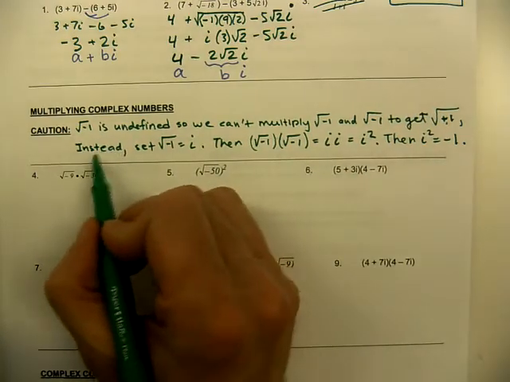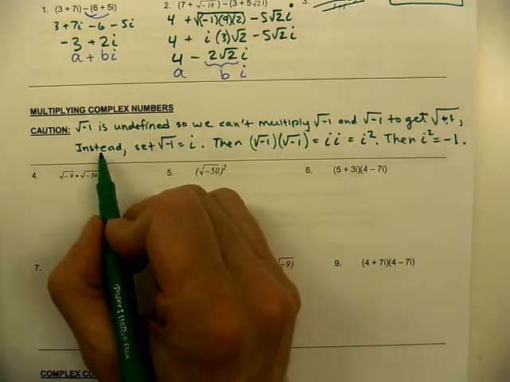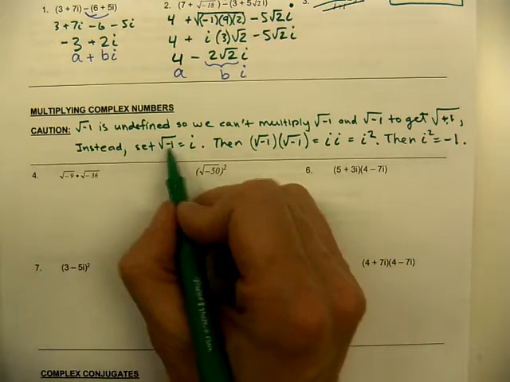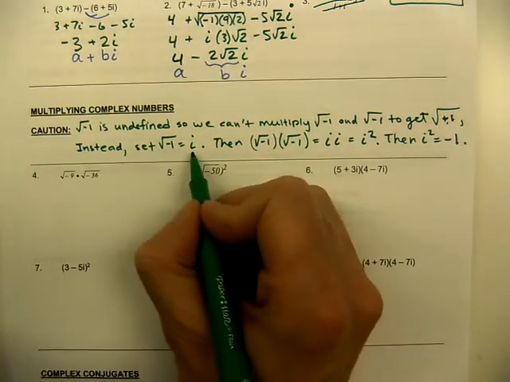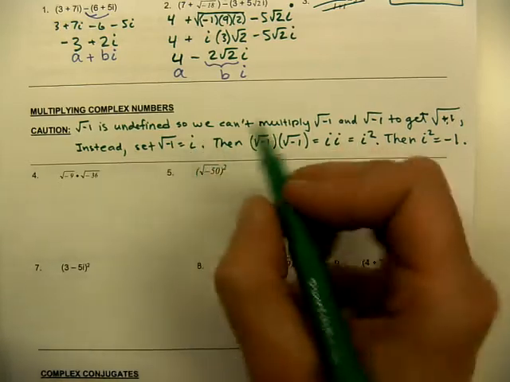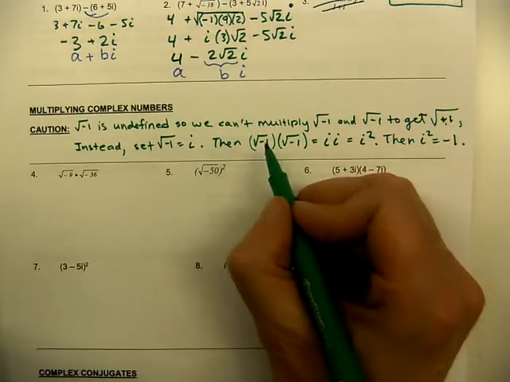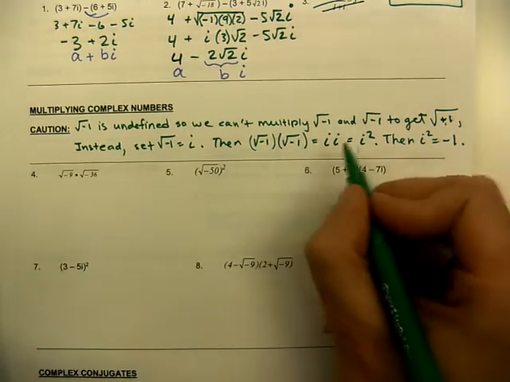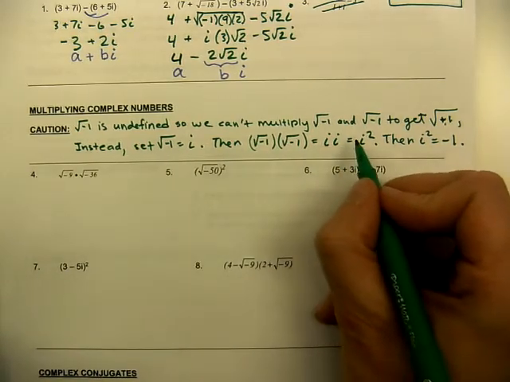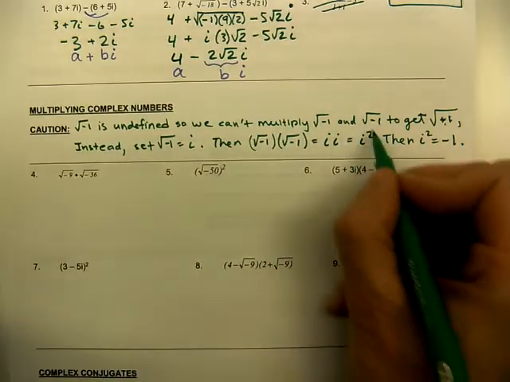So again, we have to do this little substitution. We are instead going to replace that root negative 1 with something else. We're defining it as an i. Then, if we have the situation where we're going to go root negative 1 times root negative 1, do your substitution. So that means it's going to be an i times an i, and that's an i squared. Well, how much is i squared?